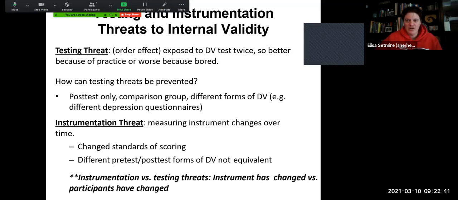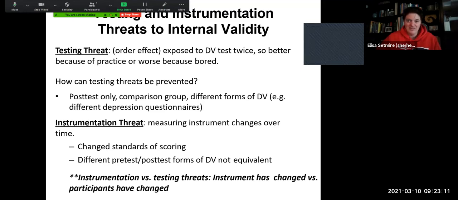So we could try and change it up by using different tests that measure the same thing, or maybe only adding that comparison group so we're not looking at people multiple times on the same instrument. We might also have what's called an instrumentation threat, where a measuring instrument changes over time. Maybe we develop an instrument that we want to use for our experiment, but we have to change the standards of scoring, or the pre-test, post-test forms of it are not equivalent.